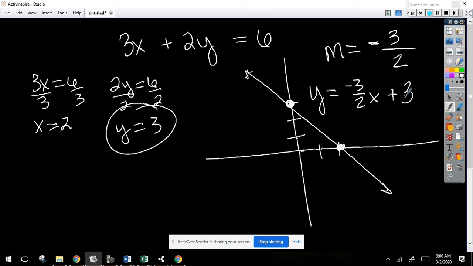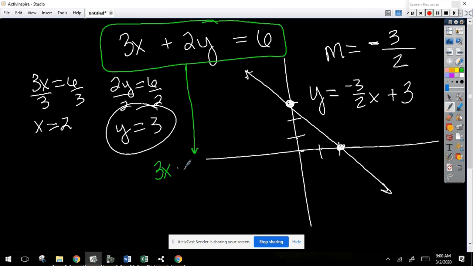Now let me ask you this. If you had this equation, could you put it in slope-intercept form without graphing? How? How is slope-intercept different than standard? Here the x and the y are together on the same side. CJ, what did you say? Slope-intercept has y by itself. Can you solve that for y? What's the first thing I need to do to solve that for y?